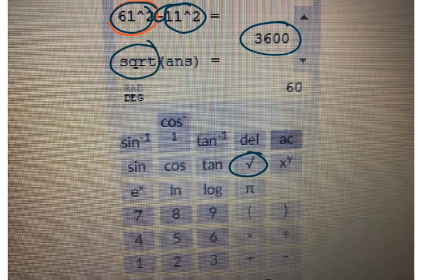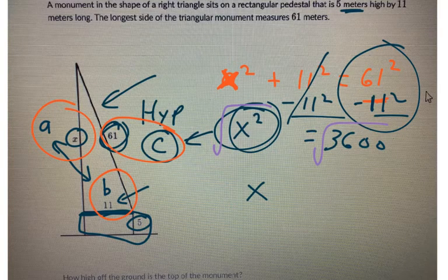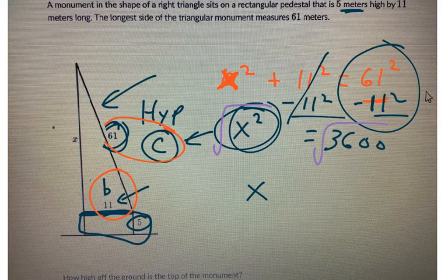It shows up as sqrt, short for square root. I use my answer button down there. Instead of typing this over again, it automatically puts it in for me. So the square root of 3,600 is 60. So we just figured out, guys, let me clean this up. We just figured out that this side is 60 meters long.